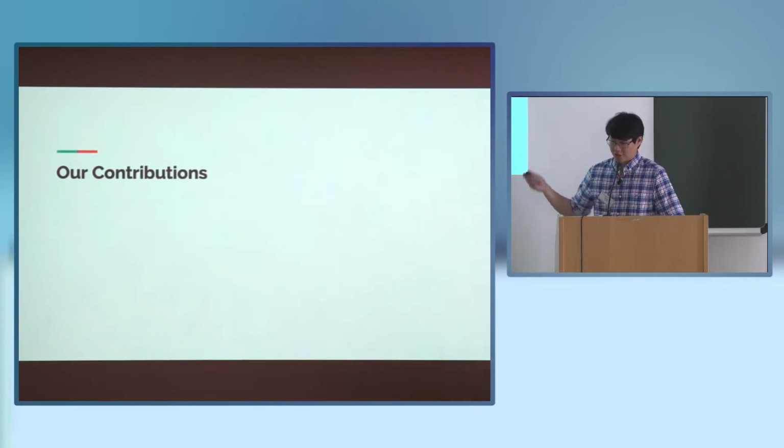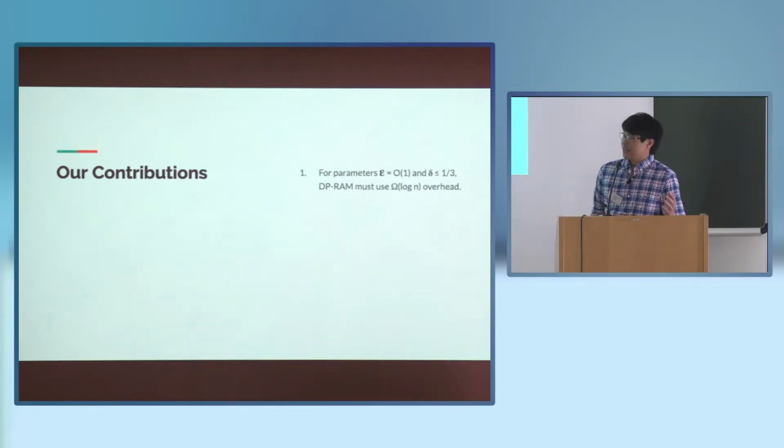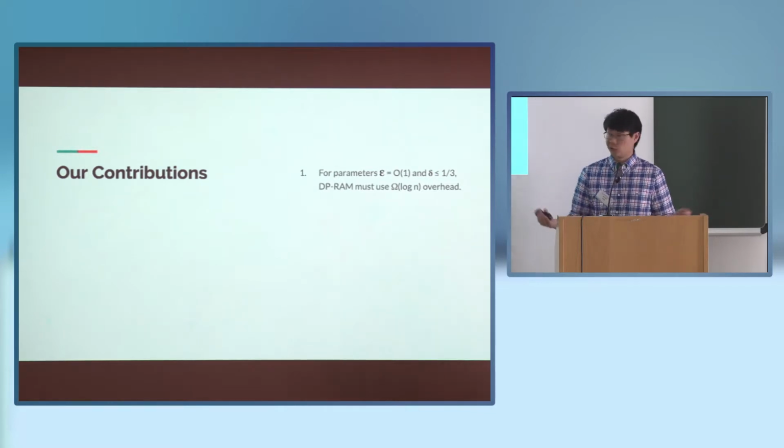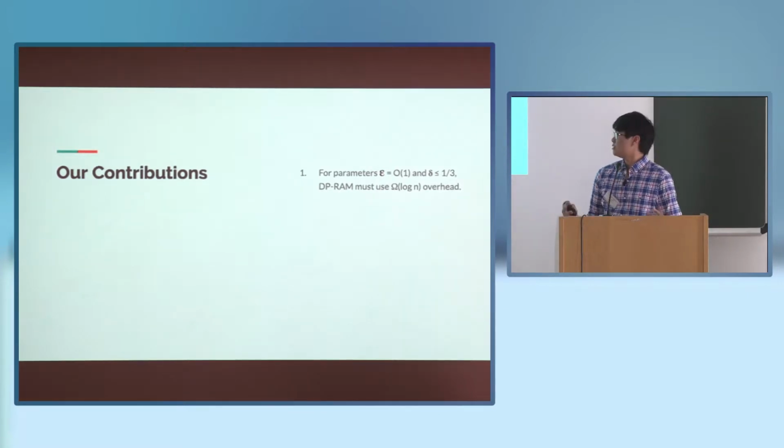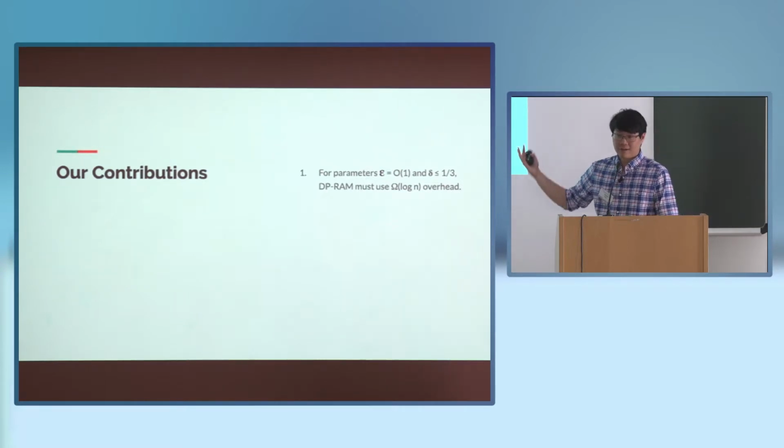All right, so here are our contributions, which I've spoiled already, but essentially what we show is that for any natural parameters of differential privacy that you would ever consider, epsilon being constant and delta being any constant less than 1, actually. We do 1/3, but you can get anything less than 1. Typically, again, delta should be negligible. Essentially, we show that differentially private RAMs require Omega(log n) overhead. In other words, an ORAM would be the best differentially private RAM from an asymptotic point of view.